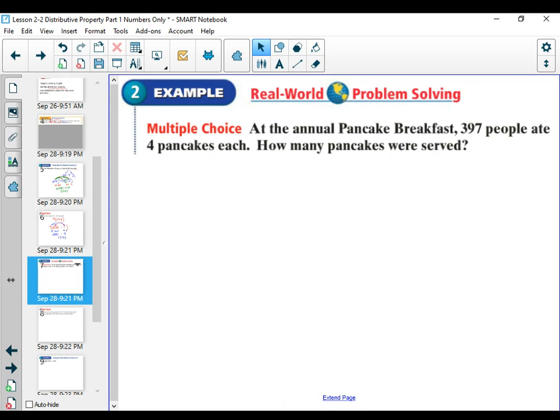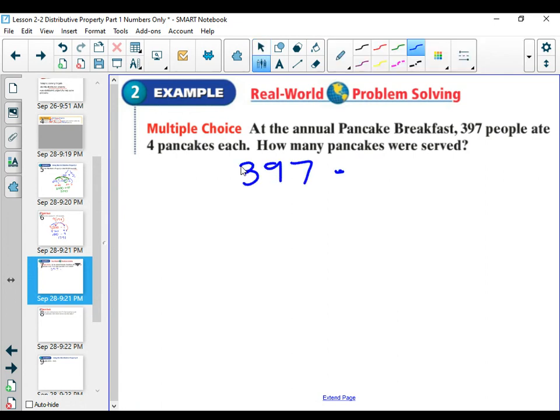On this particular pancake breakfast, 397 people ate 4 pancakes each. So now the group, maybe it was the Knights of Columbus, says, oh, we better write that down so we can estimate next time how many pancakes to make. What are they going to write down? 397 times 4. And everyone groans because they do not want to multiply 397 times 4.